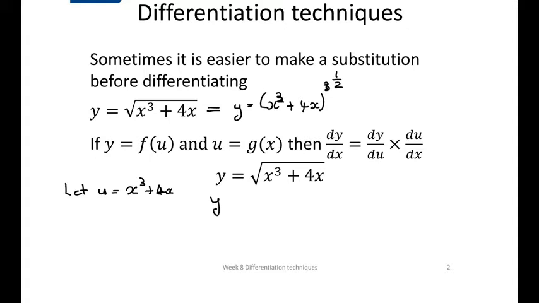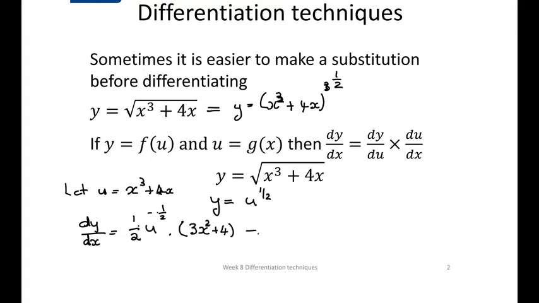And now we can rewrite y as y equals the square root of u, or u to the power of a half. Now the chain rule tells us that dy by dx is going to be equal to dy by du, so the derivative of u to the half would be a half u to the negative a half, times du by dx. And du by dx, where u is x cubed plus 4x, would be times 3x squared plus 4.